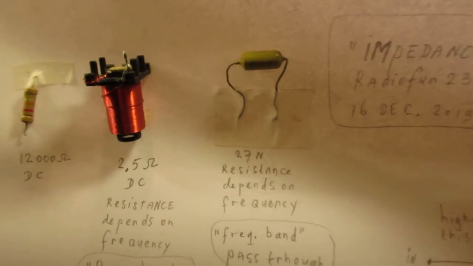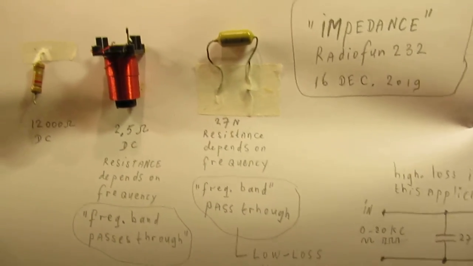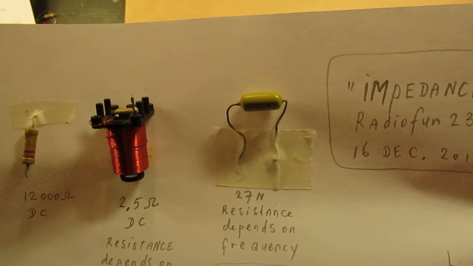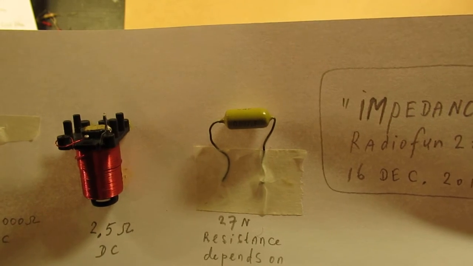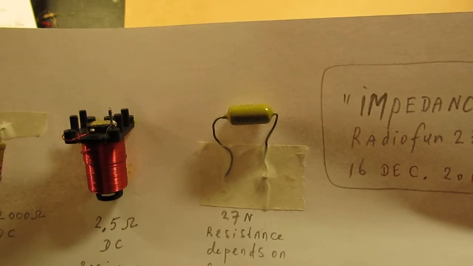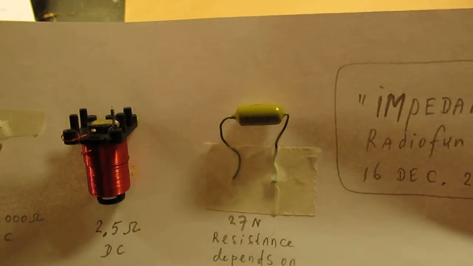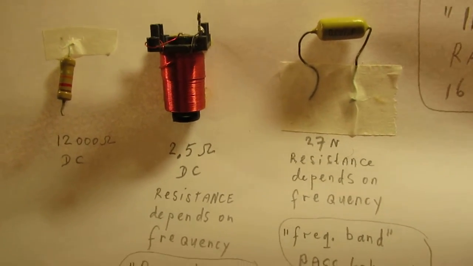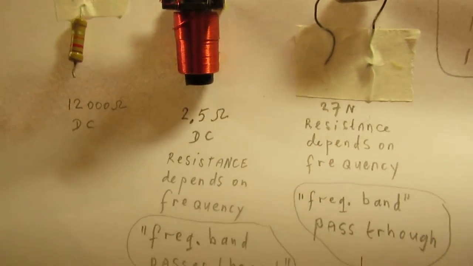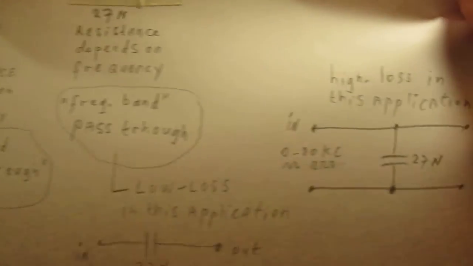And that also means that we can use a coil or a capacitor to distinguish a certain frequency band. That has everything to do with the relative resistance and then related to the frequency, of course. So here you see an application.